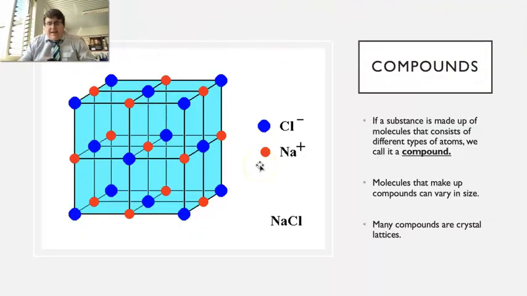Talking about atoms, smallest building block of everything. Elements, a group of the same atom or same type of atom coming together. Now moving into compounds. So these are molecules that consist of different types of atoms. So for example, we can see here, we've got a crystal lattice, and we've got sodium and chlorine atoms coming together. And when they come together, we have a compound, sodium chloride, which is table salt. Most compounds are going to end up being crystal lattices, but some obviously can be molecules as well. And these molecules will end up varying in size.